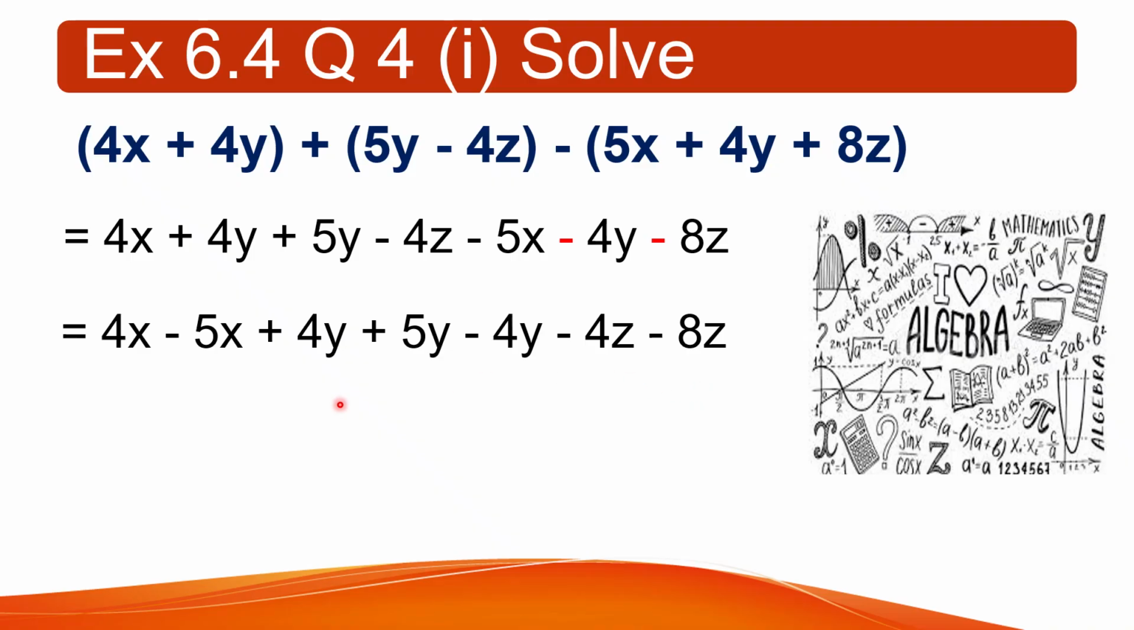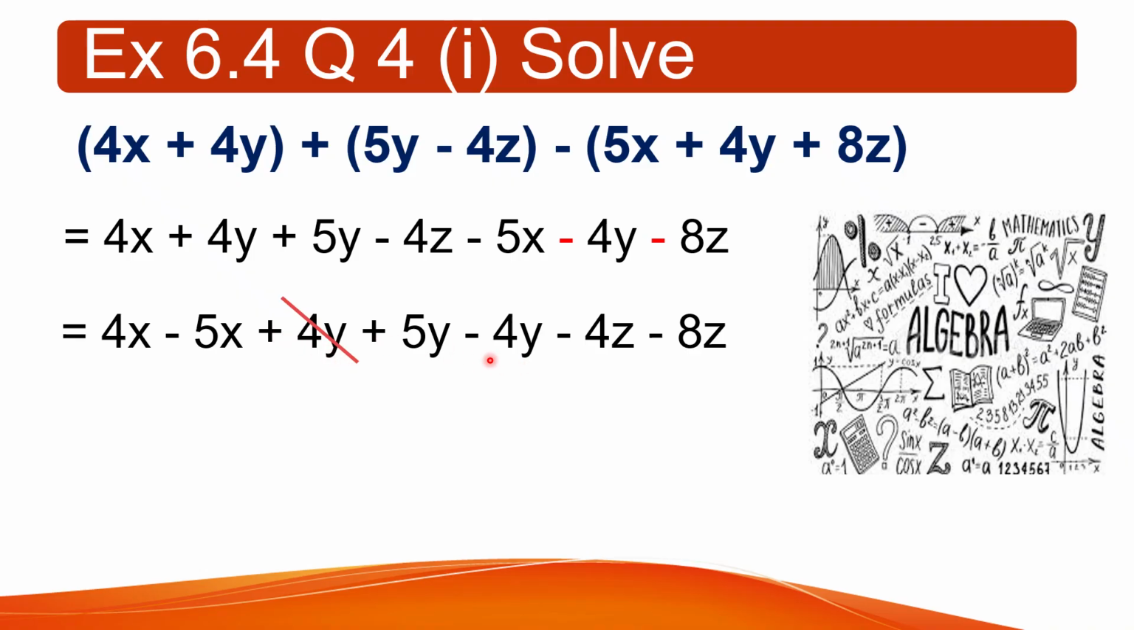Now after grouping, the next step is to solve, and following the rules of addition in algebra, we will use the rules of integers. Where we have like signs we will add, and where we have unlike signs we will subtract. Now look here, we have unlike signs. It is positive 4 and it is minus 5. So we will subtract here and we will be left with minus x because we will put the sign of the greater value. Next is 4y + 5y - 4y.